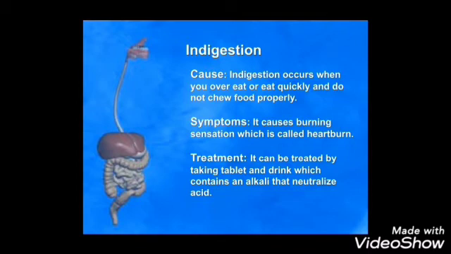Now, indigestion can usually be cured by taking a tablet or drink which contains an alkali that will neutralize the acid. Always remember, a person who constantly has too much acid in his stomach may get an ulcer, and this is when the acid starts to eat the wall of the stomach, which then becomes raw and very painful. The bottom line is, eat slowly, eat less, and chew food properly so that you may avoid this problem.